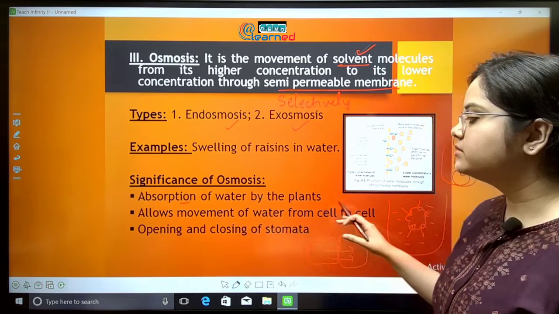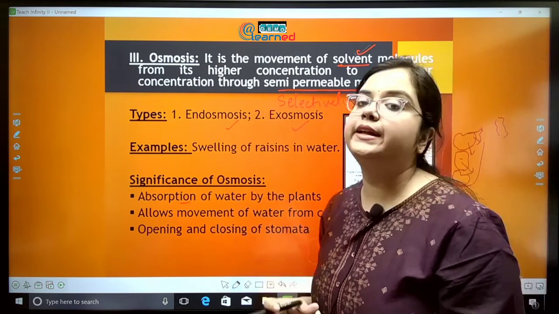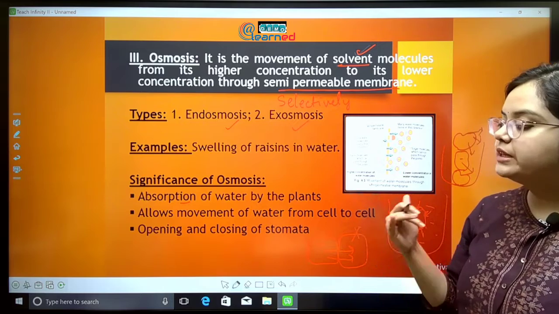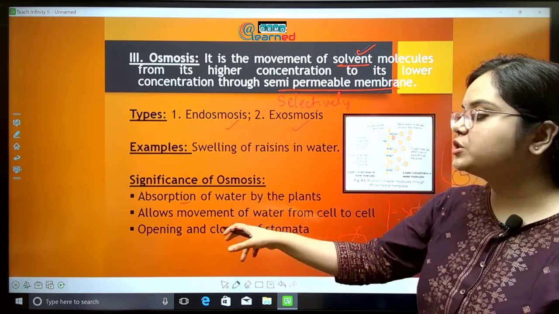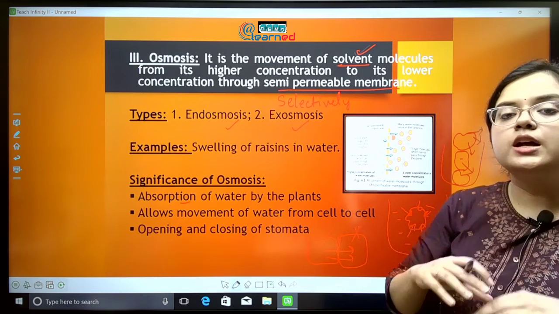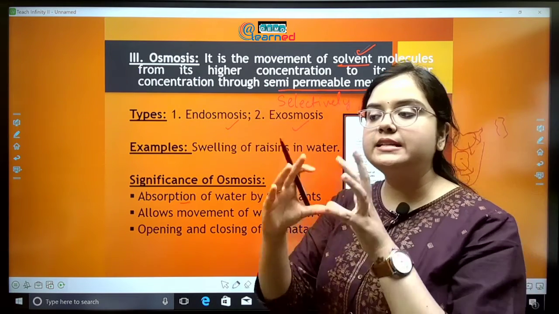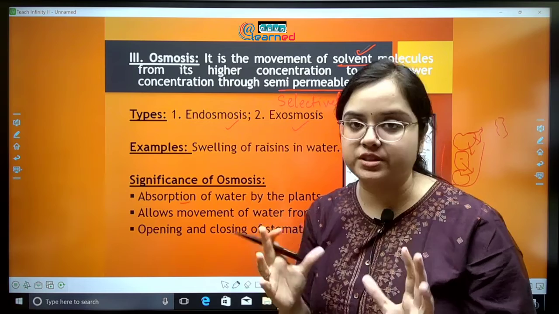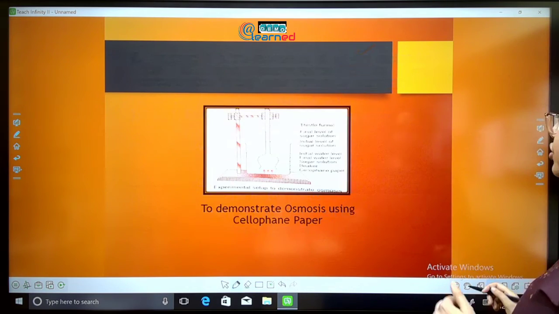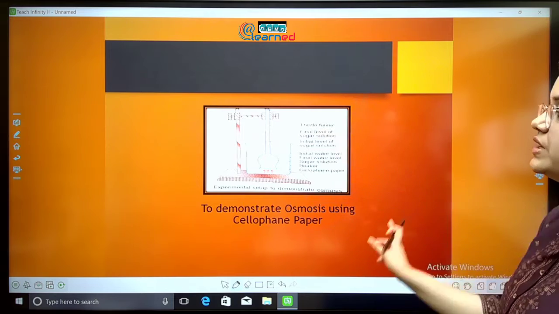So this is from cell to cell, and also opening and closing of stomata. As we will study further, we will know how this osmosis is helping in the opening and closing of stomata, that is, when the water is entering the stomatal cells, the guard cells, how this process is happening. So that we will see in later slides. Next we move on to the next slide, which is demonstrating the process of osmosis.